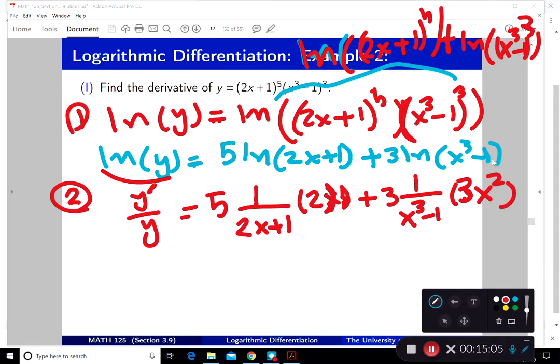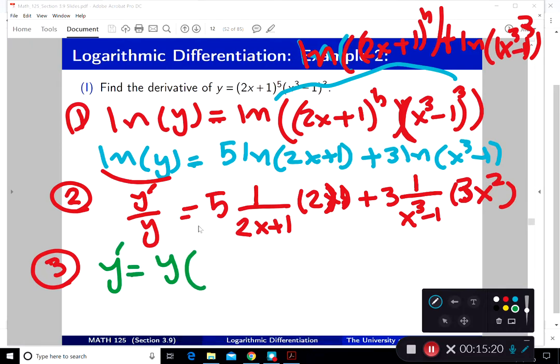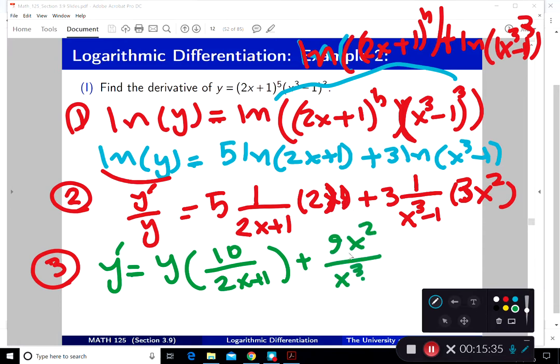And so we've done this, and then I have to solve for y prime, and solving for y prime results in y times this entire thing: 2 times 5, 10 over 2x plus 1, plus we have a 3 over here times 3, 9x to the power 2 over x to the third minus 1.